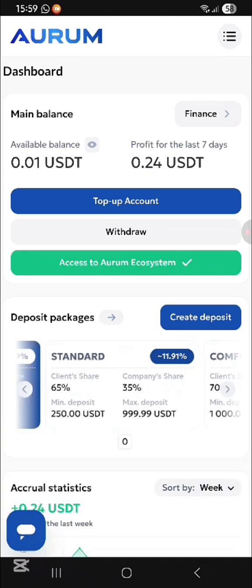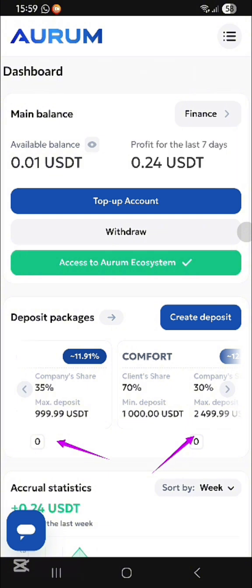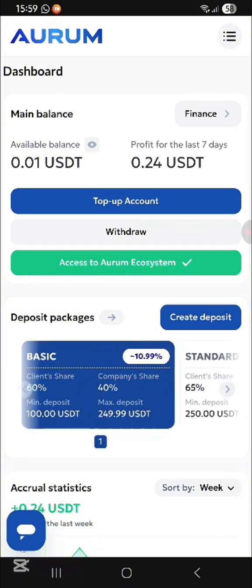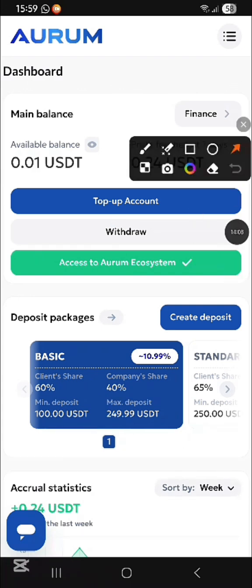As you can see, standard is showing 0 right there. Comfort is showing 0. All the rest are 0 because there is nothing running within that plan. And then for this basic that has $100 in it currently running, this is a brand new account, we have here pointing showing 1.